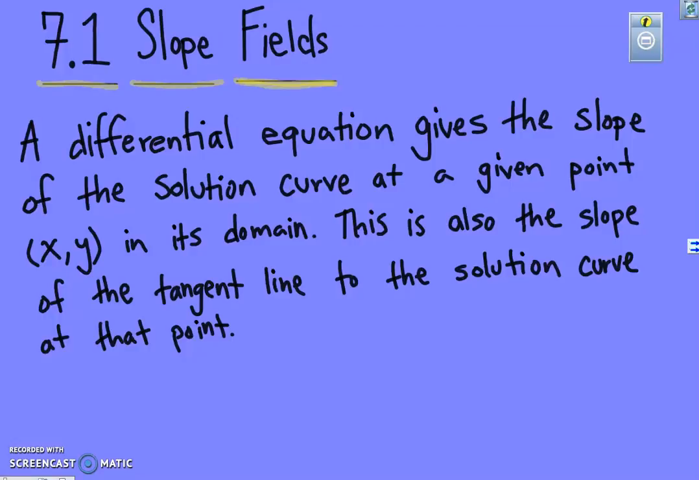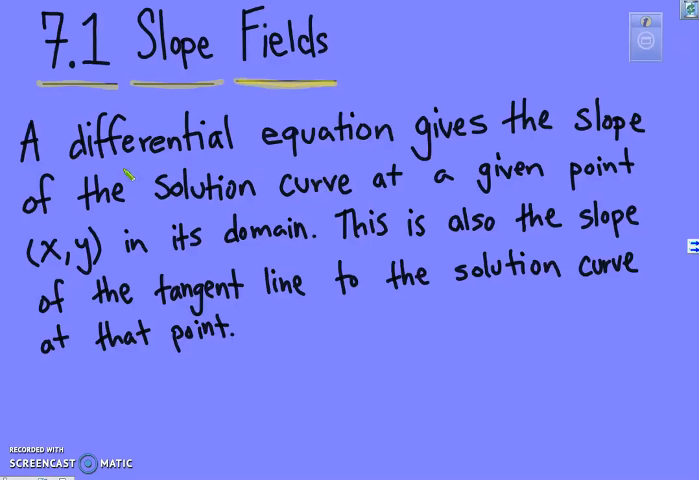Okay, Chapter 7, Section 1, you guys are introduced to a new concept called slope fields, and it's a pretty easy concept. It kind of has a reputation of being easy points on the AP test. So start off with some quick notes.